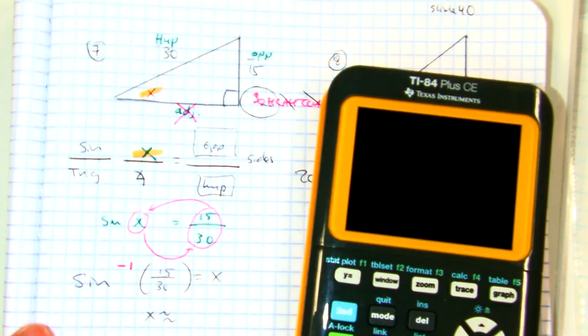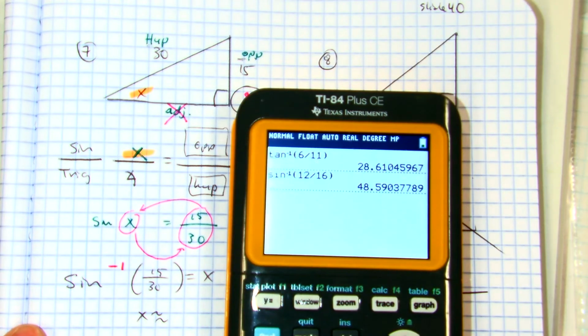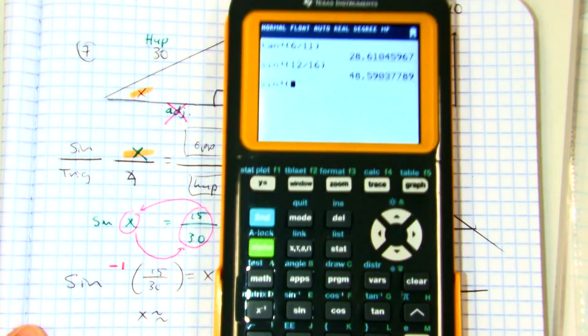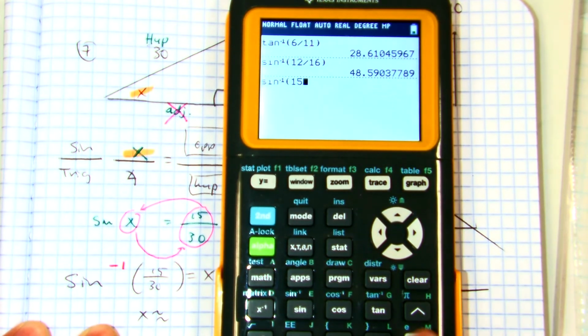Put that in your calculator, make sure it's in degree mode. The inverse of sine is right above the sine button. 15 divided by 30. And your answer is 30 degrees. Raise your hand if you got that.